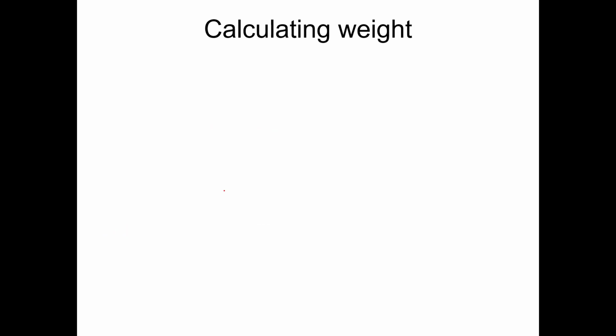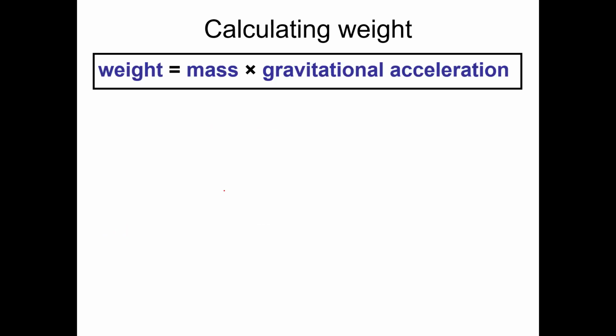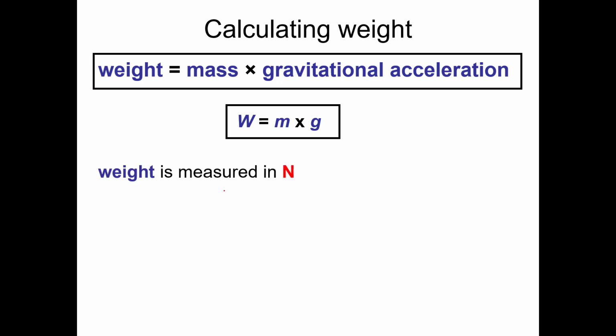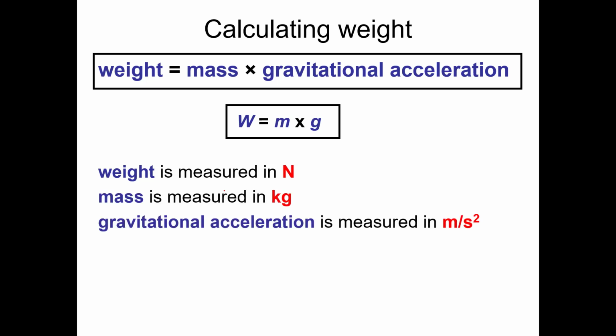So, how do we calculate weight? Weight of a body is given by a formula, mass times the acceleration due to gravity. In other words, weight is equal to m times g, whereby the mass must be in kilograms. If you've been given the mass in grams, then you must convert it to kilograms. In case you missed this, please go back and look at how to convert mass units. And its SI unit is the Newton. The mass must be in kilograms, and the acceleration must be in meters per second squared.